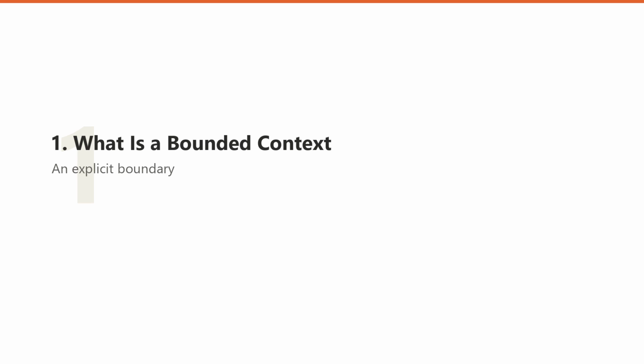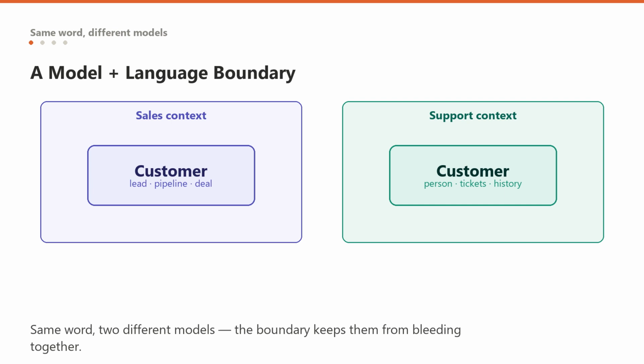Concept 1. What a bounded context actually is. A bounded context is an explicit boundary within which a particular domain model applies, and every term has one precise meaning. Inside the boundary, the model is consistent and unambiguous. Outside it, all bets are off.